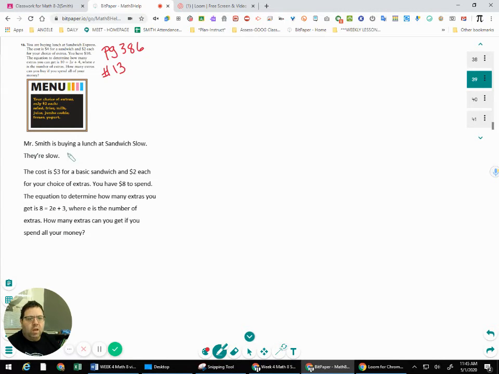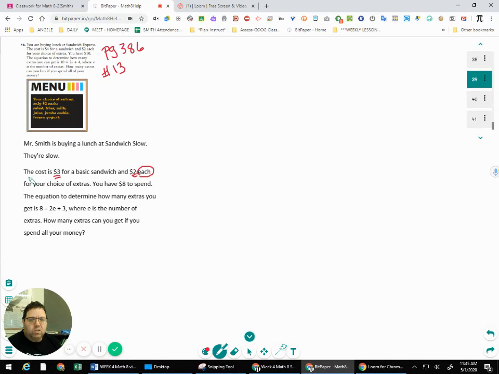Okay, so let me read this out. Mr. Smith is buying a lunch at Sandwich Slow. They're slow. The cost is $3 for a basic sandwich. So I'm just going to start underlining some numbers here. And $2 each. And this is a real key word here. I haven't even finished reading the problem, but one of the things we'll recognize is what are important words. The word "the" is not an important word. It doesn't have much mathematical meaning. But "each" is a powerful word when it comes to translating from English to math.